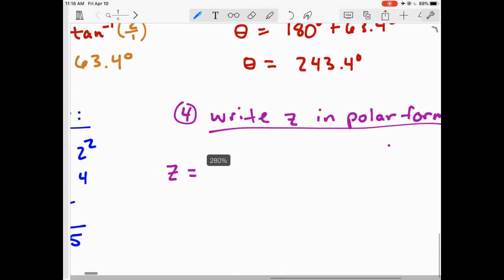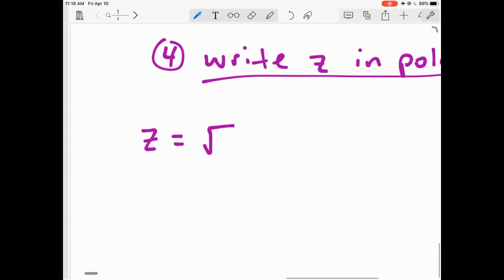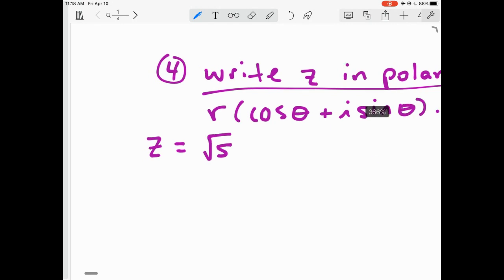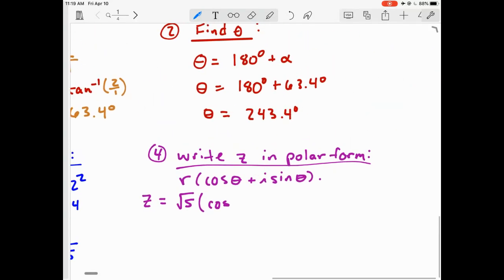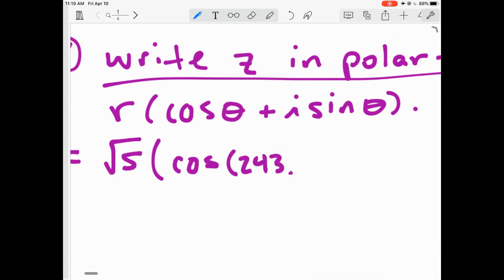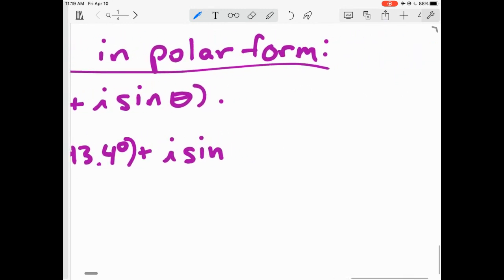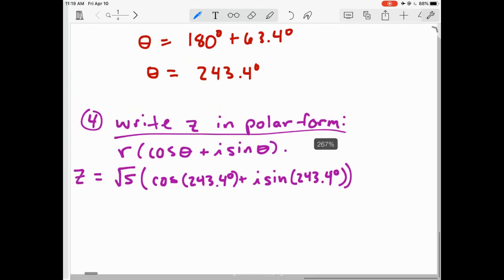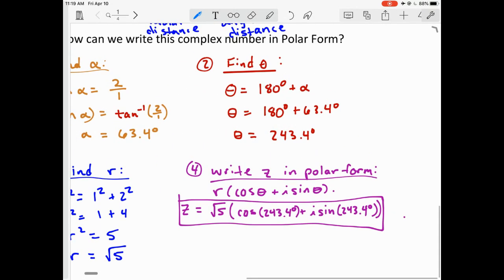z will be equal to r, which is square root 5. I'll just write this form up here. It was r cosine theta plus i sine theta. So in our case, it's square root 5 cosine of theta, which we found was 243.4, plus i sine of 243.4. And there's our polar form for this number z.